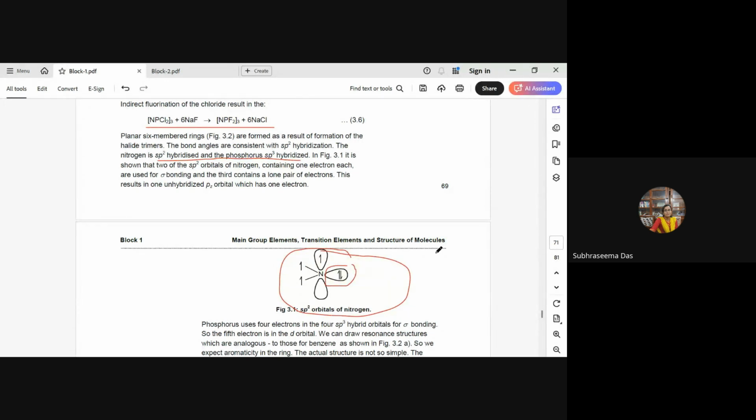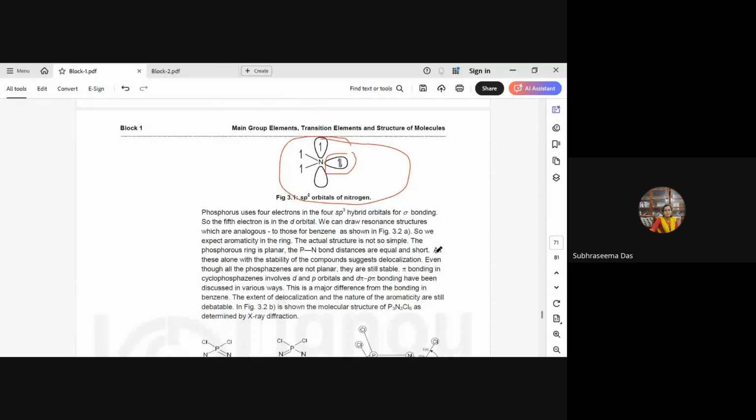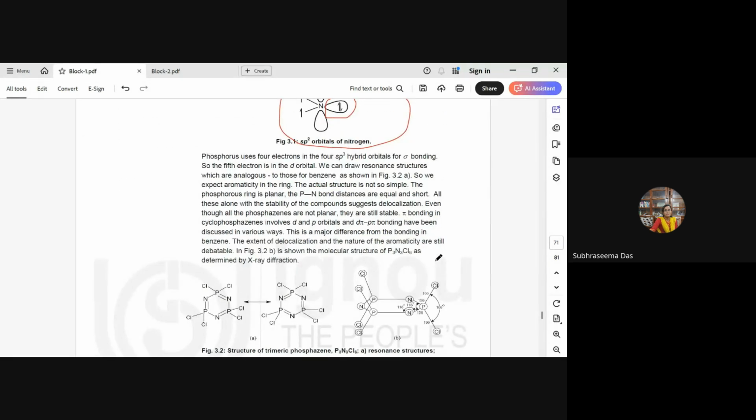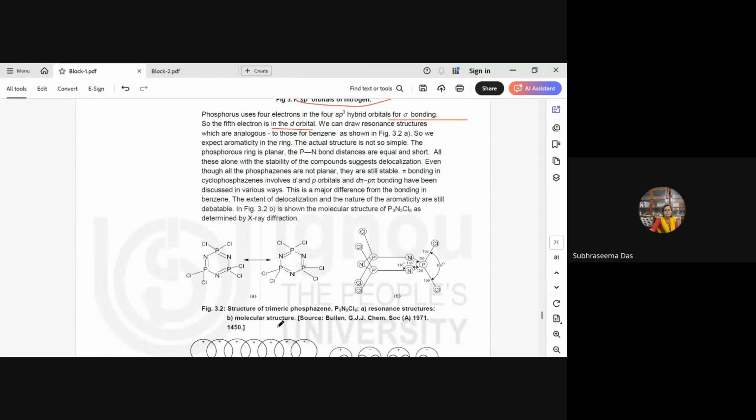So this results in one unhybridized pz orbital. The phosphorus uses 4 electrons in the 4 sp3 hybrid orbitals for sigma bonding, so the fifth electron that remains is in the d orbital. In figure 3.2, we can see some of the trimeric phosphazene structures, that is P3N3Cl6, and their resonating structures are shown.